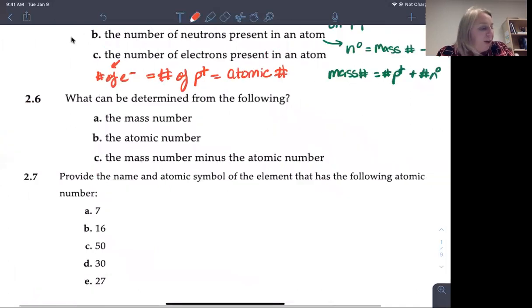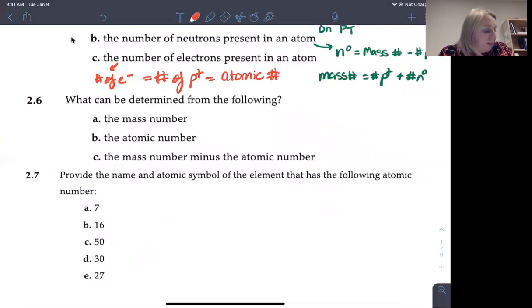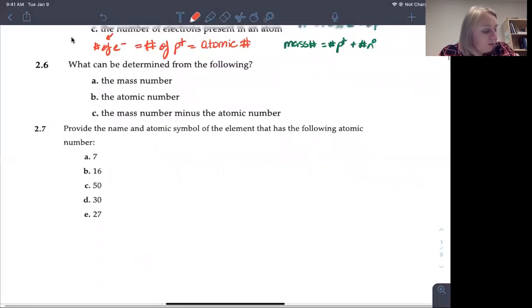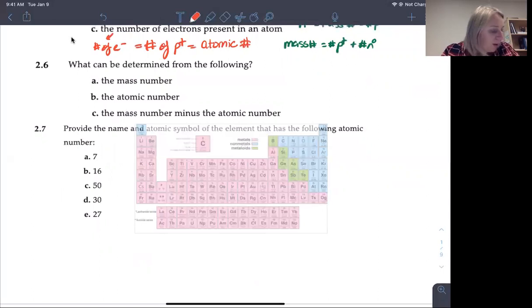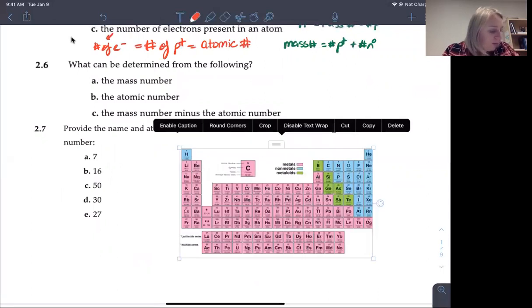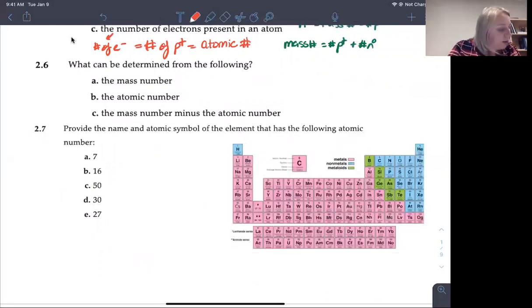All right, provide the name and atomic symbol of the element that has the following atomic number. To do this, what you are going to need is a periodic table. So let's insert it. Okay, so here we go. We got our periodic table. Move it over here. All right, provide the name and atomic symbol of the element that has the following atomic number.